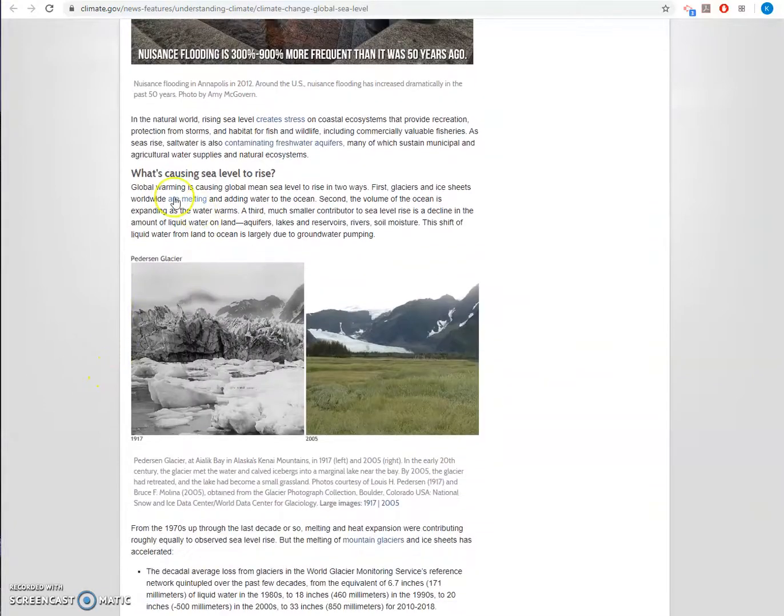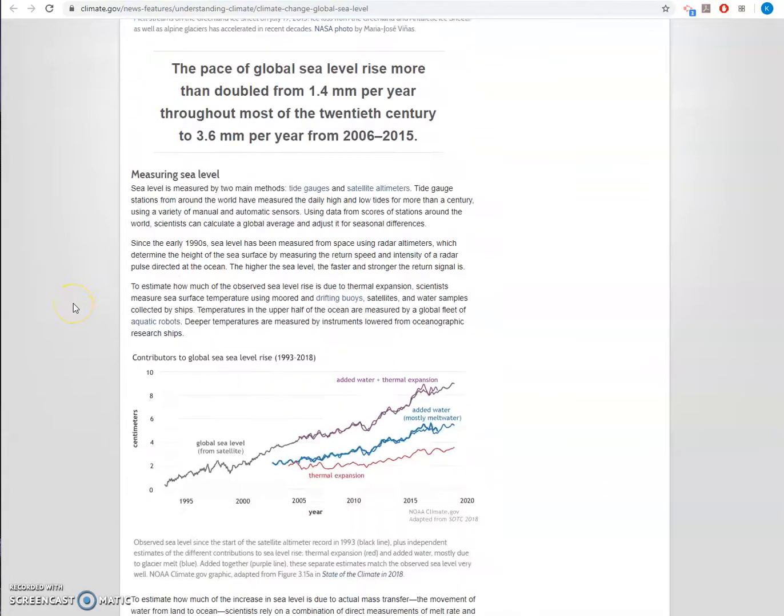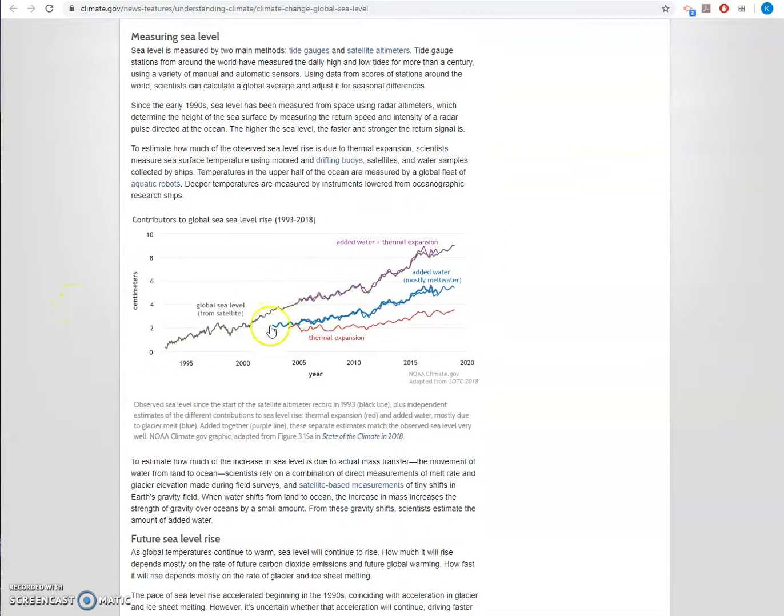Okay, so what's causing sea level rise? You can see here some pictures of glaciers. This is a picture of the same place in 1917 and 2005. So if you want to know more about that, you can get with the ice people, or you can go back to source one and click on ice. Just kind of look at that. So less ice, more water, right? So here's kind of combining all of that stuff to show you that the sea level is in fact rising. Some of it's from water melting, some of it's from thermal expansion, but most of it's from meltwater.